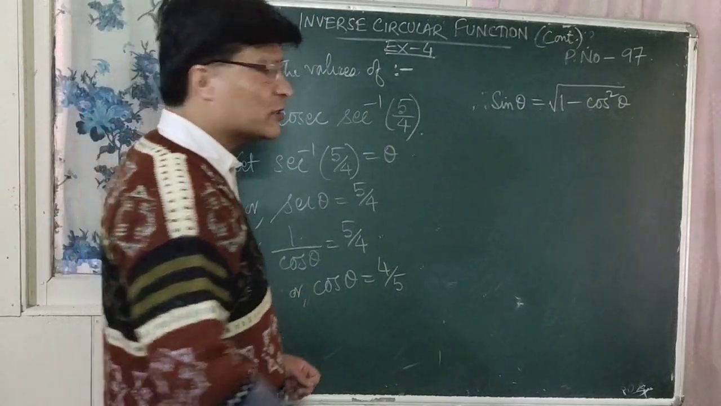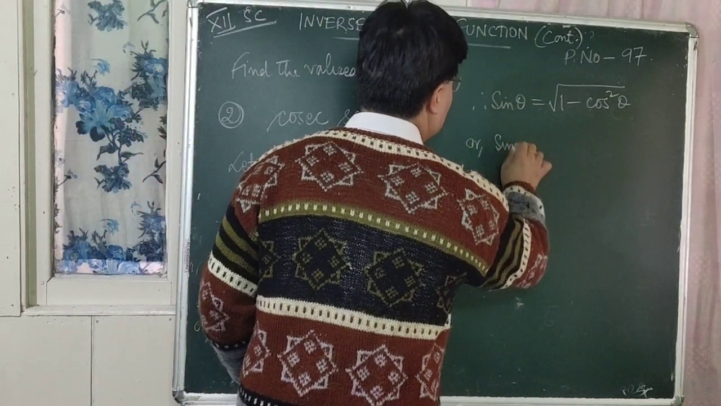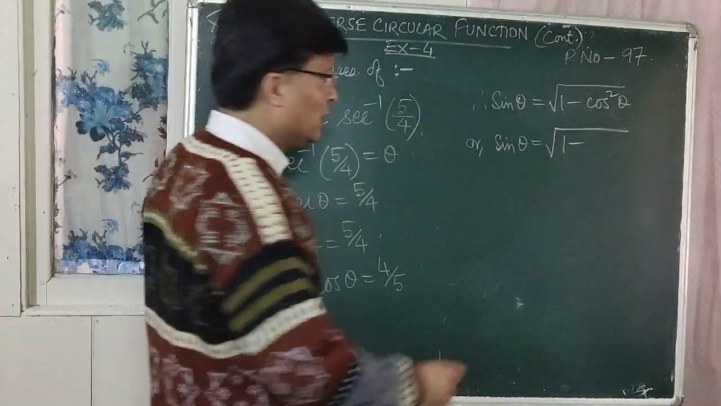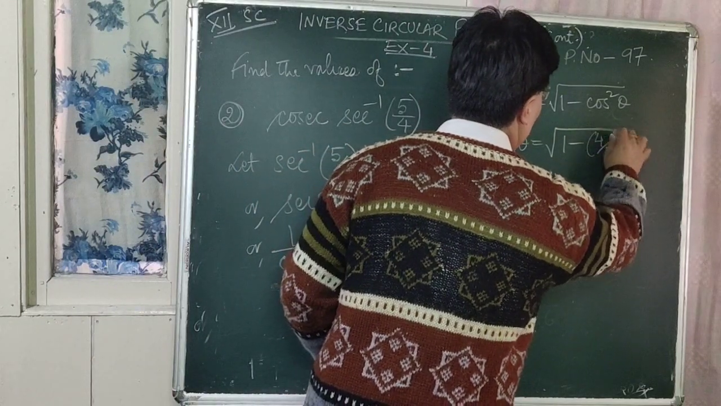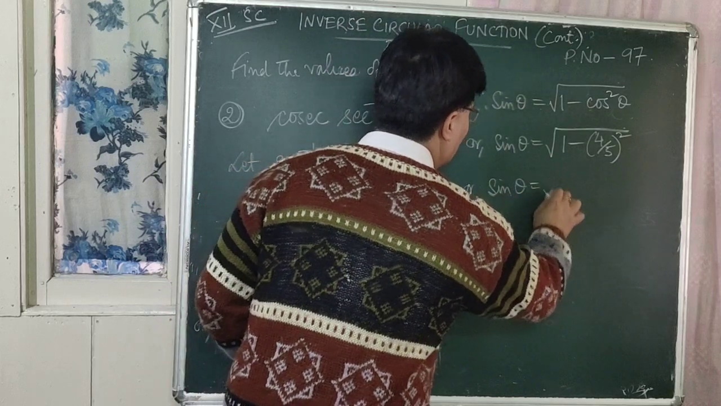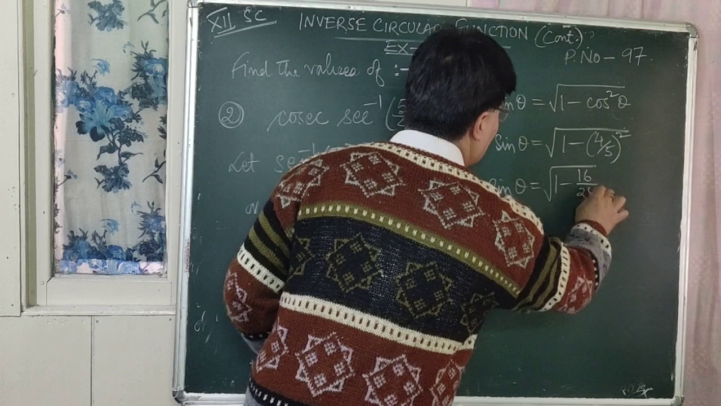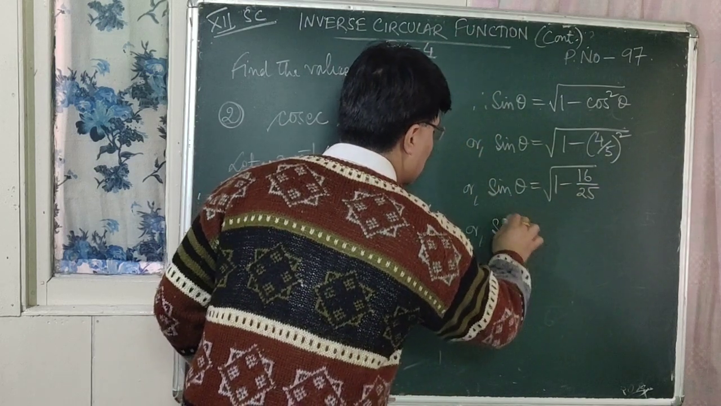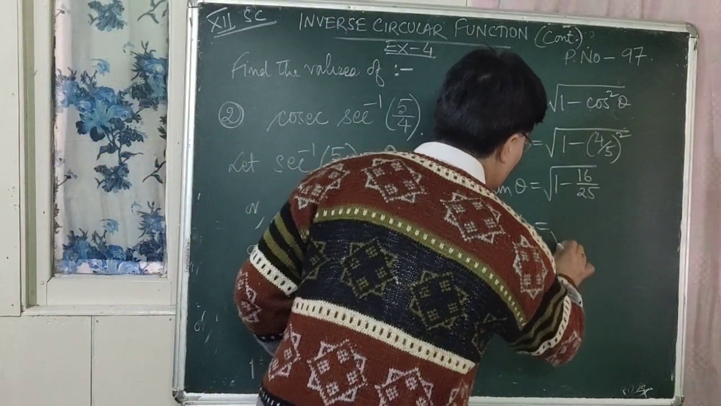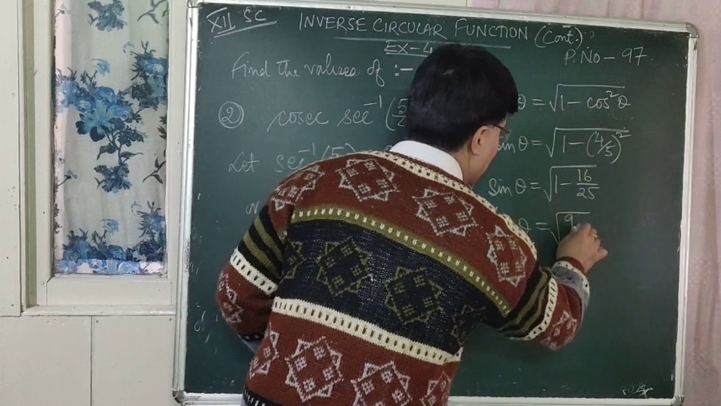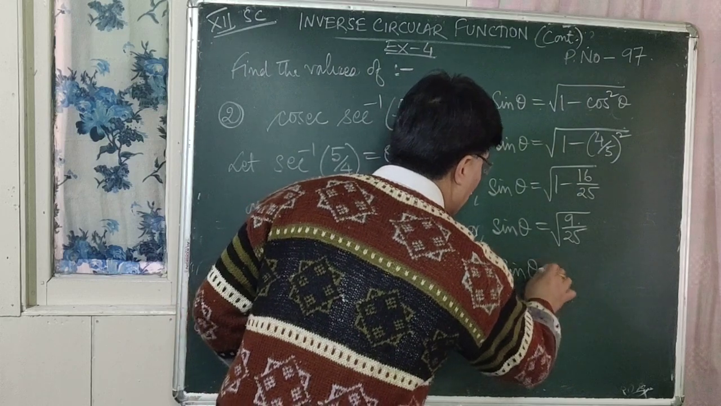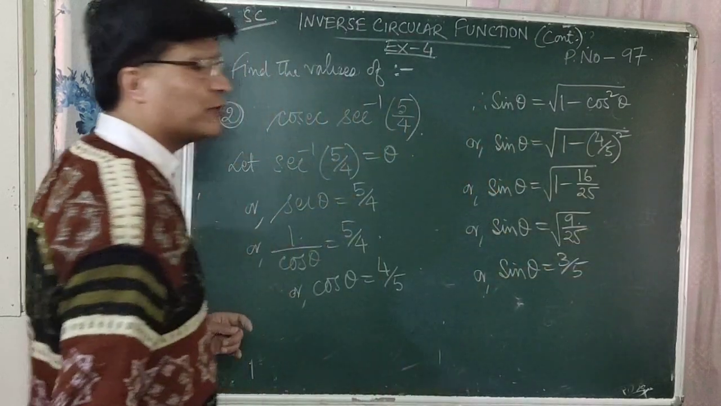Now put the value for cos theta. Sin theta is equal to root over 1 minus cos theta whole square, which is 4 by 5 whole square. Or sin theta is equal to root over 1 minus 16 by 25. Or sin theta is equal to root over 25 minus 16 by 25, which is 9 by 25. Or sin theta is equal to square root of 9 by 25, which is 3 by 5.